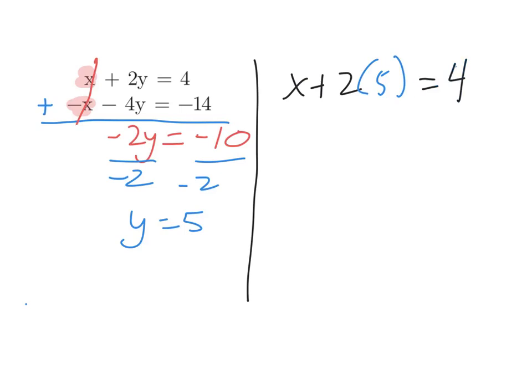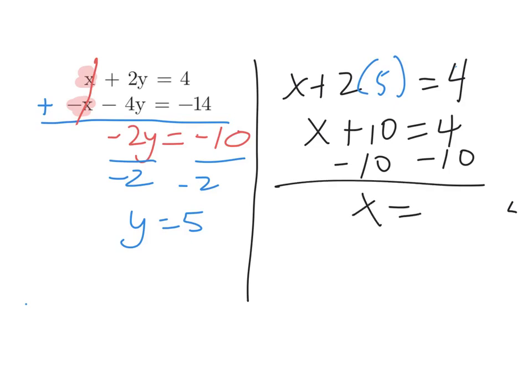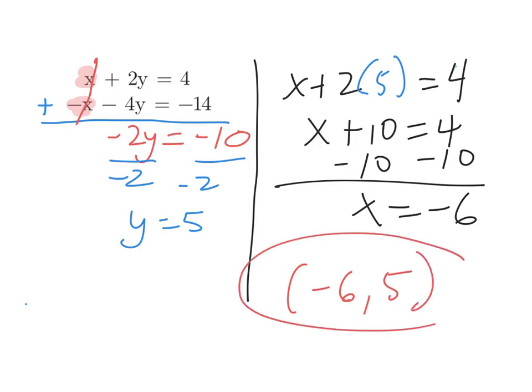So let's check and see if you got the correct answer. This is x plus 10 equals 4. Subtract 10 from both sides. x equals negative 6. How many got that? Okay, the very last step is to express my answer as a point. So when I express this as a point, my final answer is negative 6, since that's x, 5 for y. That's how I want you to express your answer. That's it for that problem.